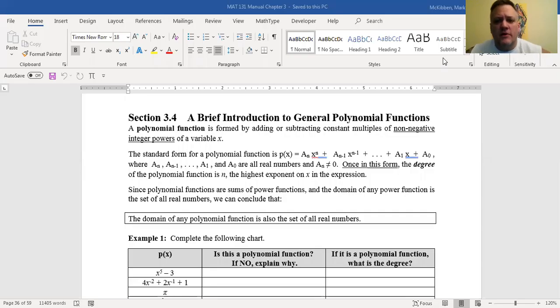All right, so let's look at this section called an introduction to general polynomial functions. We've already looked at positive integer powers of x, right? So we looked at how to graph those independently, but the question is, what happens when you start adding them together? What if I added x to the fourth, x cubed, and 2x squared together, and I want to graph that sum? What do you do?